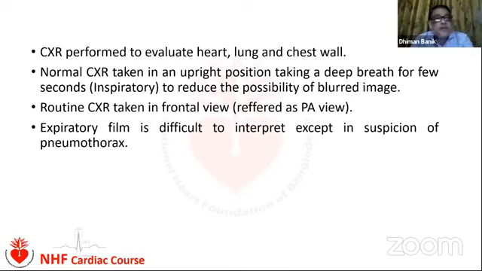Routine chest X-ray is done in PA view. It is also known as frontal view. It is posterior anterior view. Expiratory film is difficult to interpret. In a single exception, that is, if there is a suspicion of pneumothorax, then expiratory film can be taken.